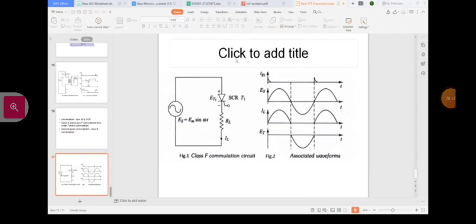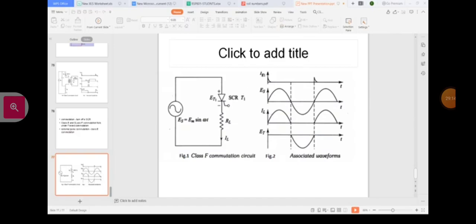Now initially, what will happen when we apply a trigger pulse, when we apply the value of Ig1, when we apply current to the gate terminal? Because of this, current IL will flow through the SCR. Observe this value of current IL. It has some positive value. It means current flows through this SCR.